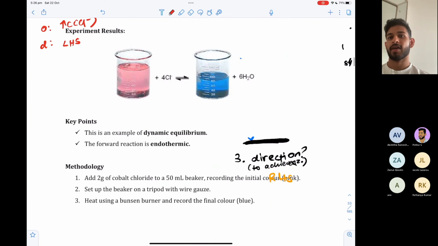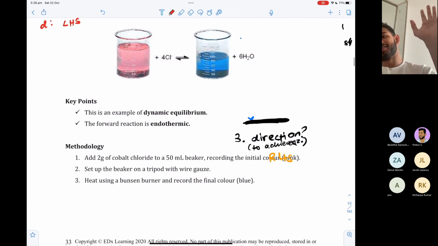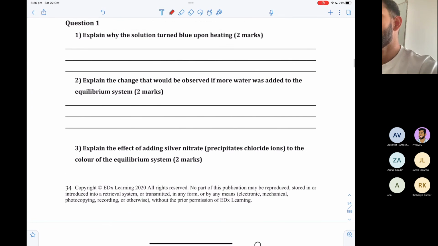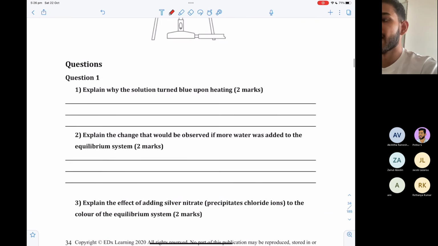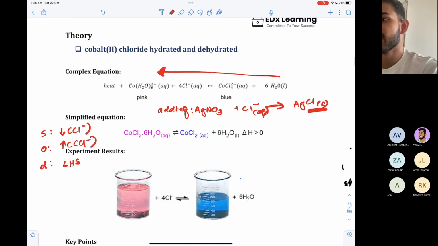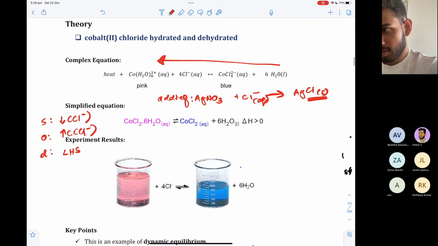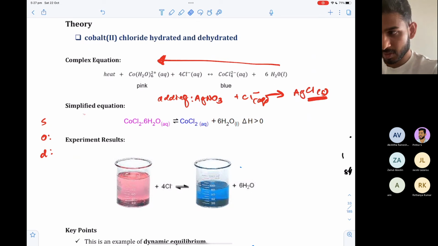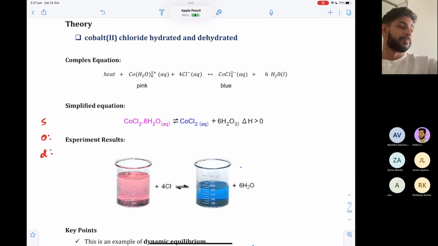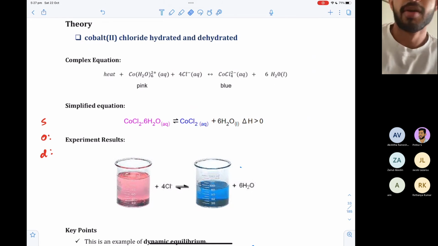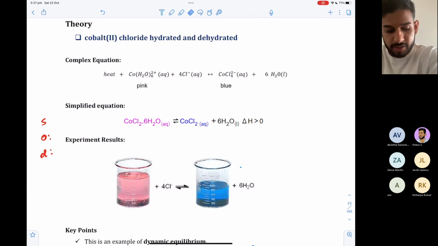Very good. All right. Now, this is your challenge question. Explain the change that would be observed if more water was added to the equilibrium system. I want you to think really hard about this. When water is added to the equilibrium system. This is the one that even tends to trip students up, even the ones that are about to sit the HSC exams. Just think about what's the mistake that students might make for this kind of question.